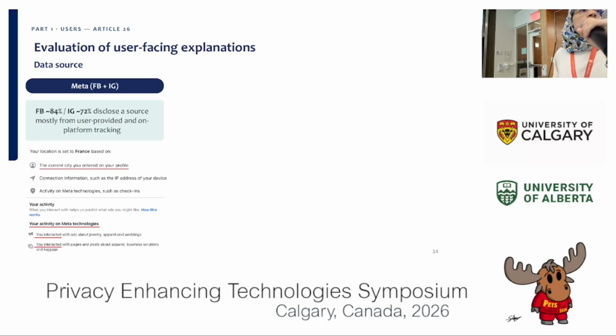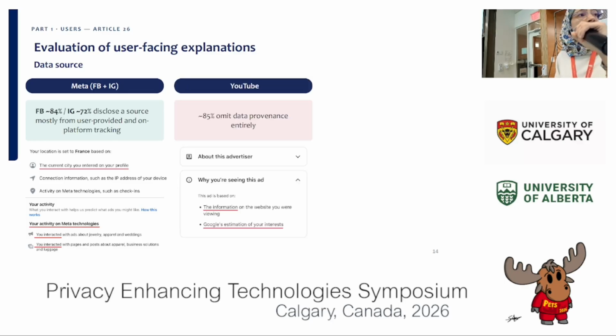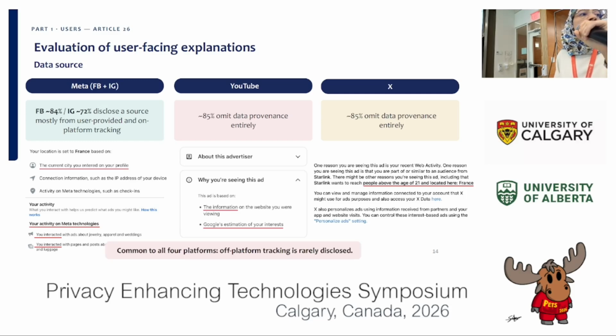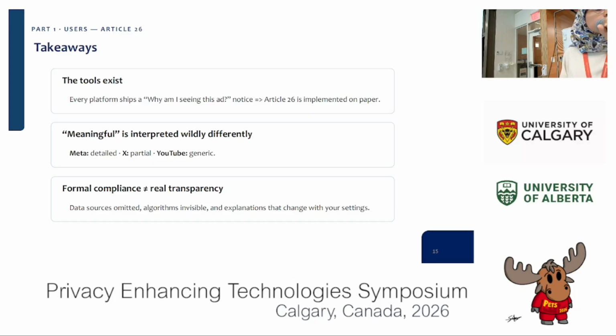For data source, Meta focuses on two main data sources, the user-provided data and on-site tracking. On YouTube, most ad explanations are metadata provenance entirely, and the same was the case for X. One thing common across all platforms is that off-platform tracking is rarely disclosed, even though they say explicitly in their terms of use that they are doing large-scale cross-site tracking. So for users, the DSA meaningful information standard is interpreted widely differently across platforms, meeting formal compliance, not real transparency.